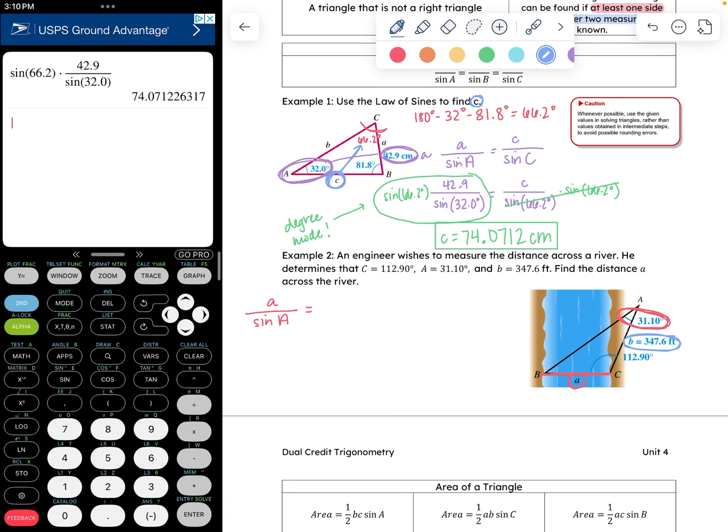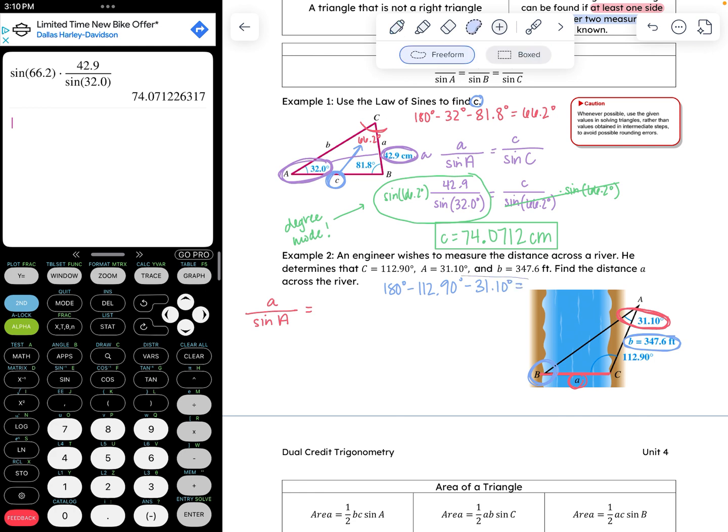So I've got to figure out which one is going to be easier to find. Now, if I have two angles, it's really easy to find the third angle in a triangle because they all add up to 180. If I've only been given two sides and it's not a right triangle, it's really hard to find that missing side. So the easier one to do here is figure out what that angle B is. So I'm going to do 180 degrees minus 112.90 degrees minus my 31.10 degrees to figure out what my angle B is.